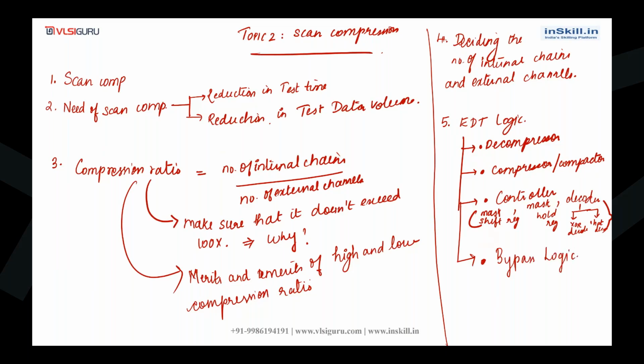So these are all the components of EDT logic, and for each and every component we'll explore. Decompressor: what is its structure and what role it plays in scan compression. Same way, for the compressor or compactor, what is its structure and what role it plays. Same thing applies for controller and bypass. We'll understand the structure of each component of the EDT logic, its role in scan compression, and its functionality.